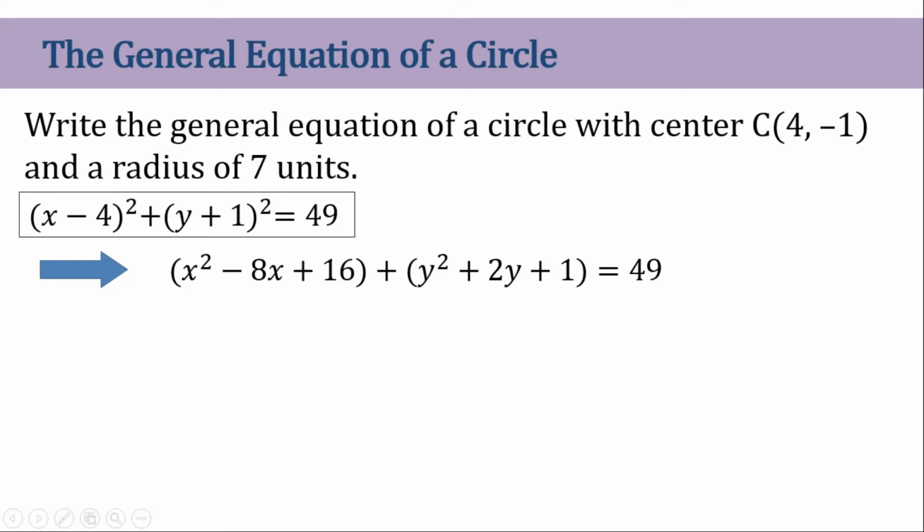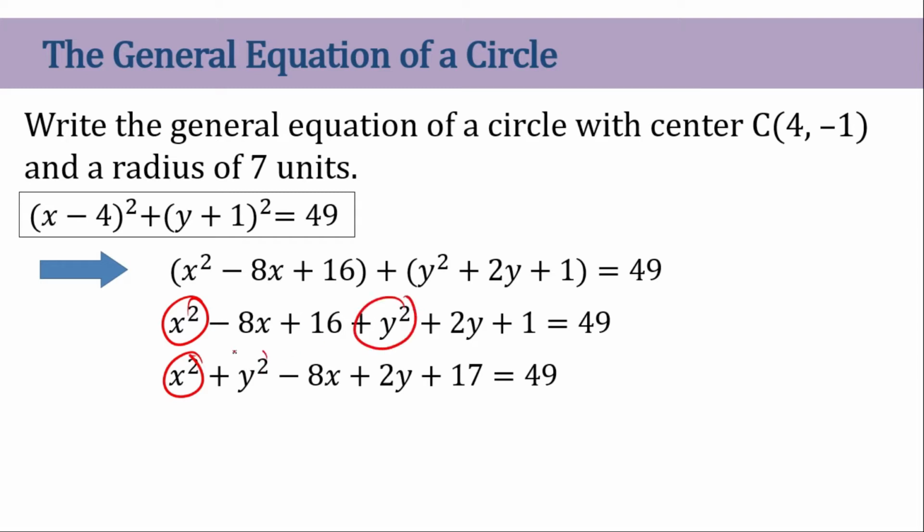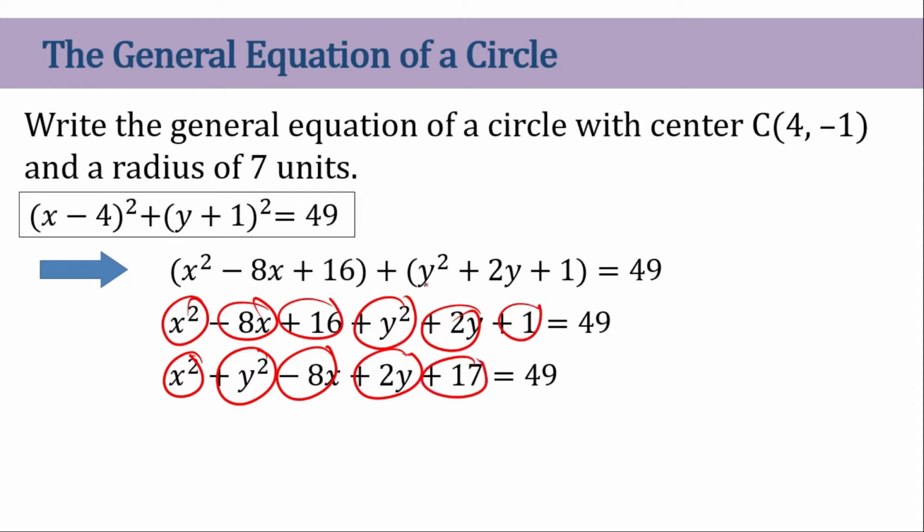Next is we align them into a single equation. Then we need to combine the like terms. Arrange it in descending order. So this one will become the first. Positive y squared will become the second. Negative 8x will become the third term. Then positive 2y will become the fourth term. 16 plus 1, these are like terms, so that way it becomes 17.